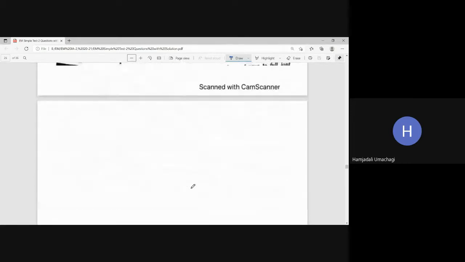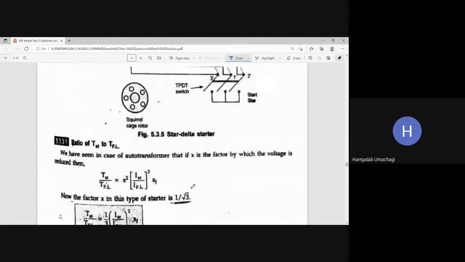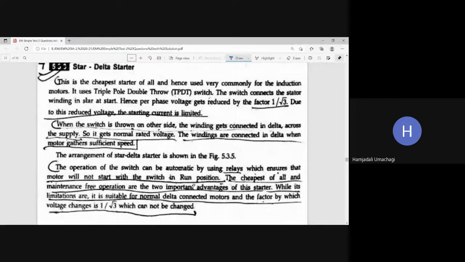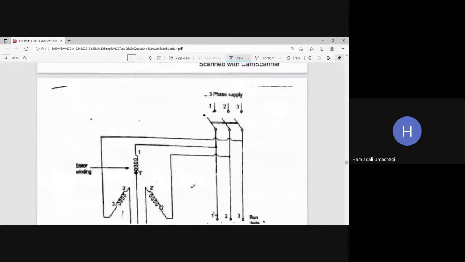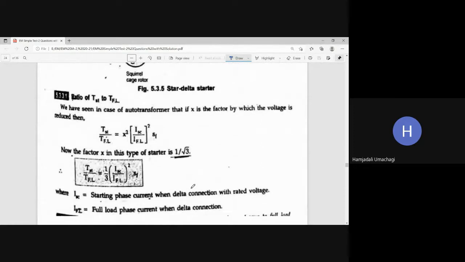So this is all about the star delta starter. Explain all this theory part, then draw the circuit diagram for the star delta starter. Then write the expression for starting torque to full load torque, denoting the notations for ISC and IFL. So up to this point, you need to explain the star delta starter.